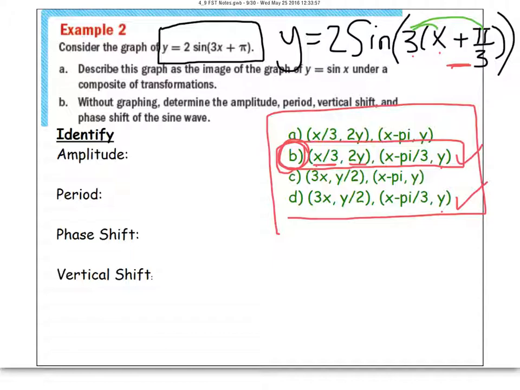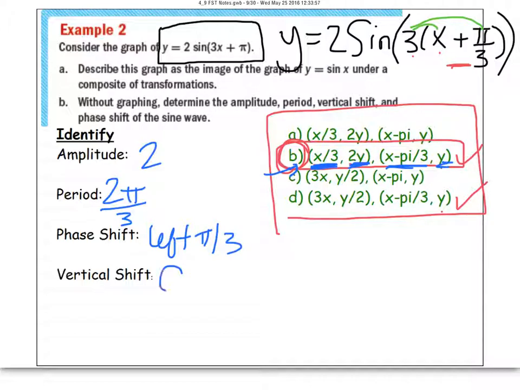Okay, let's use this information and identify the vocabulary. The amplitude, remember, is right here. So the amplitude is going to be 2. The period is impacted by this shrink. Period used to be 2 pi. This says to divide it by 3. Looks like it shrinks to 2/3 of a pi. The phase shift is right here, and it's actually left pi over 3. There is no vertical shift. I'm just going to put 0. So let's go ahead on the next slide and sketch it.